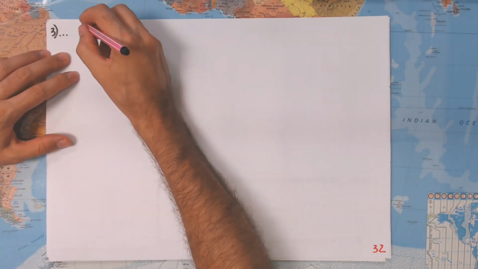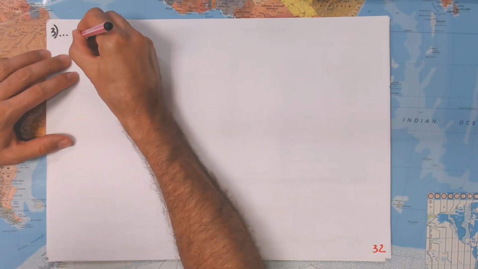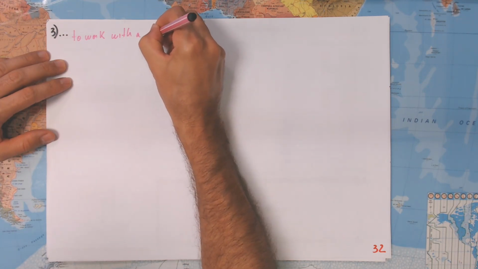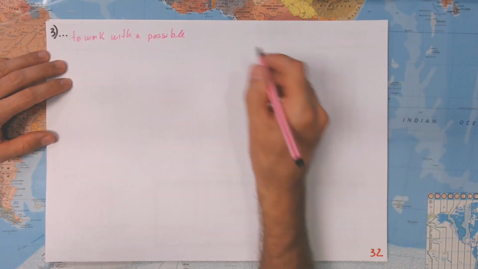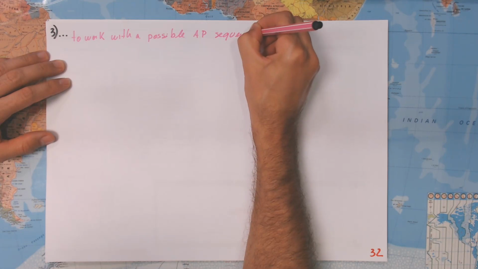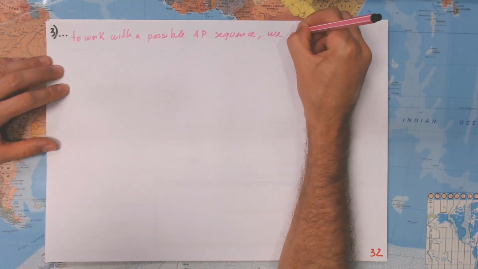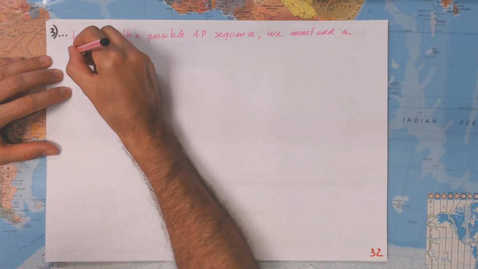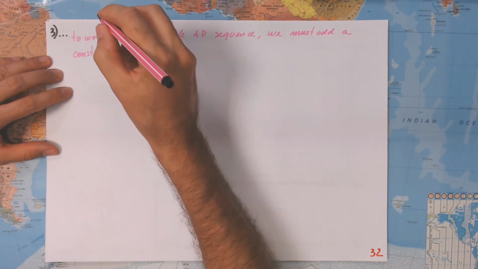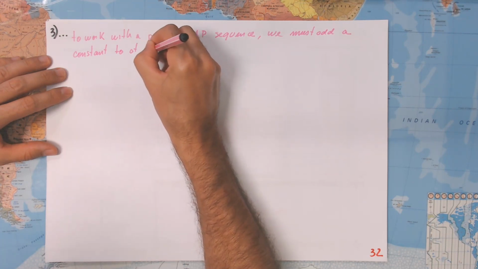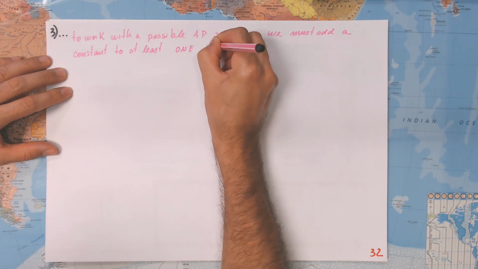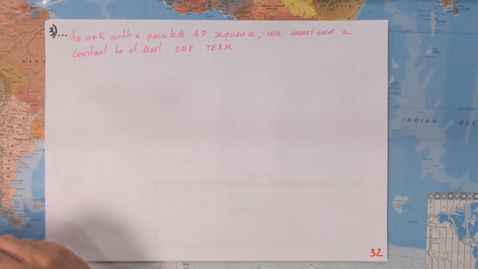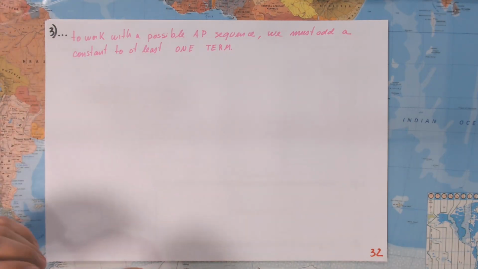So this is the second part, okay? What can we propose to solve this problem? Now, to work with a possible AP sequence, we must add a constant. That is the answer to the problem. A constant to at least one term. Of course, just add one constant. If you add 2, you might get in trouble, okay? Just 1, okay? And this is the most beautiful part of this problem.